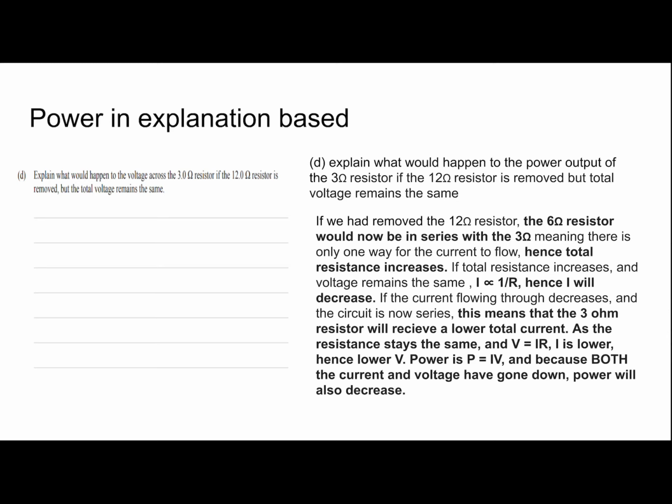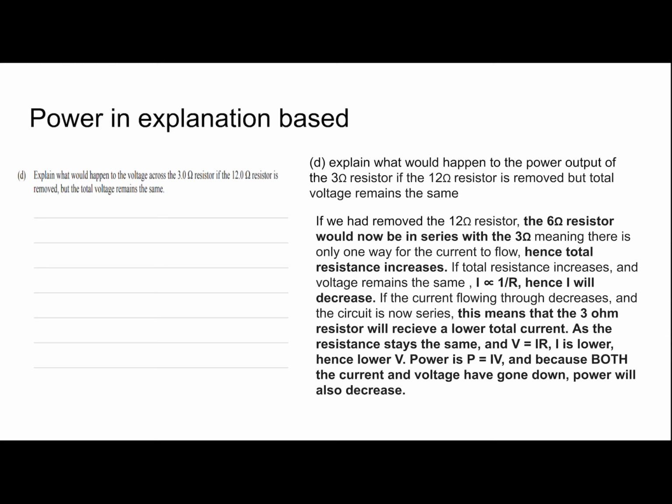If we remove the 12 ohm resistor, the 6 ohm resistor is now in series, so there's only one way for current to flow. Hence, the total resistance will increase. If the total resistance increases and the voltage remains the same, I is proportional to 1 over R, hence I will decrease, the current decreases. If the current flowing through decreases and the circuit is now series, that means the 3 ohm resistor will receive a lower total current. And since it has a lower total current and the resistance of the 3 ohm resistor remains the same and V equals IR, therefore the voltage will also be lower.